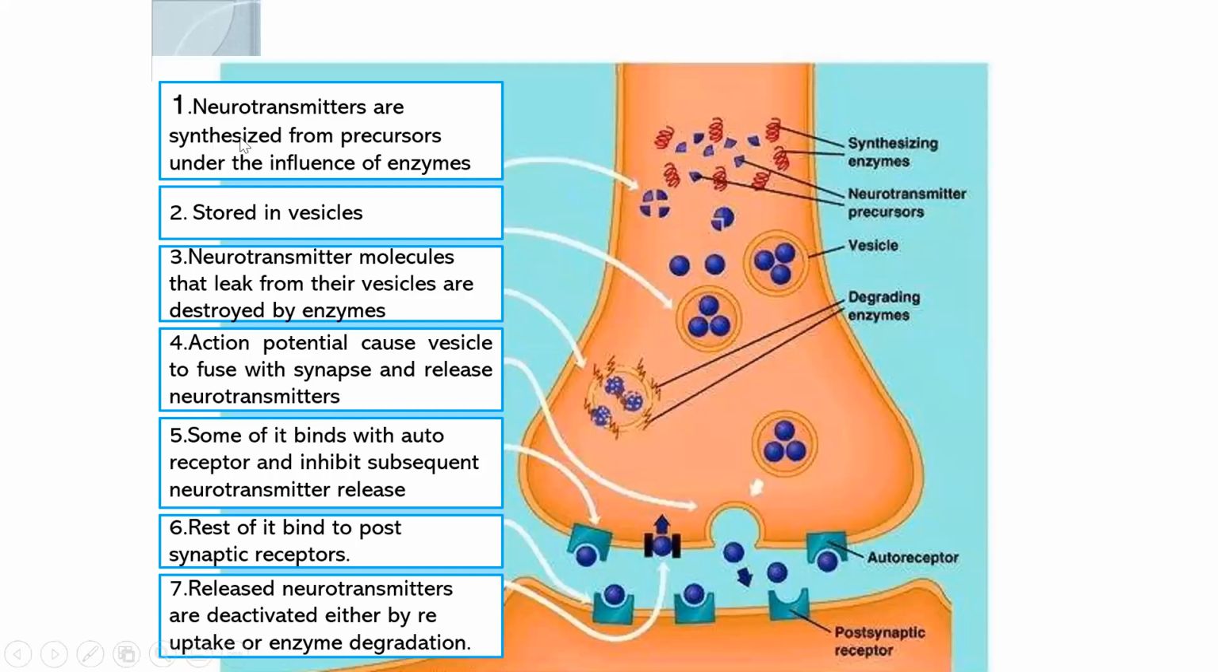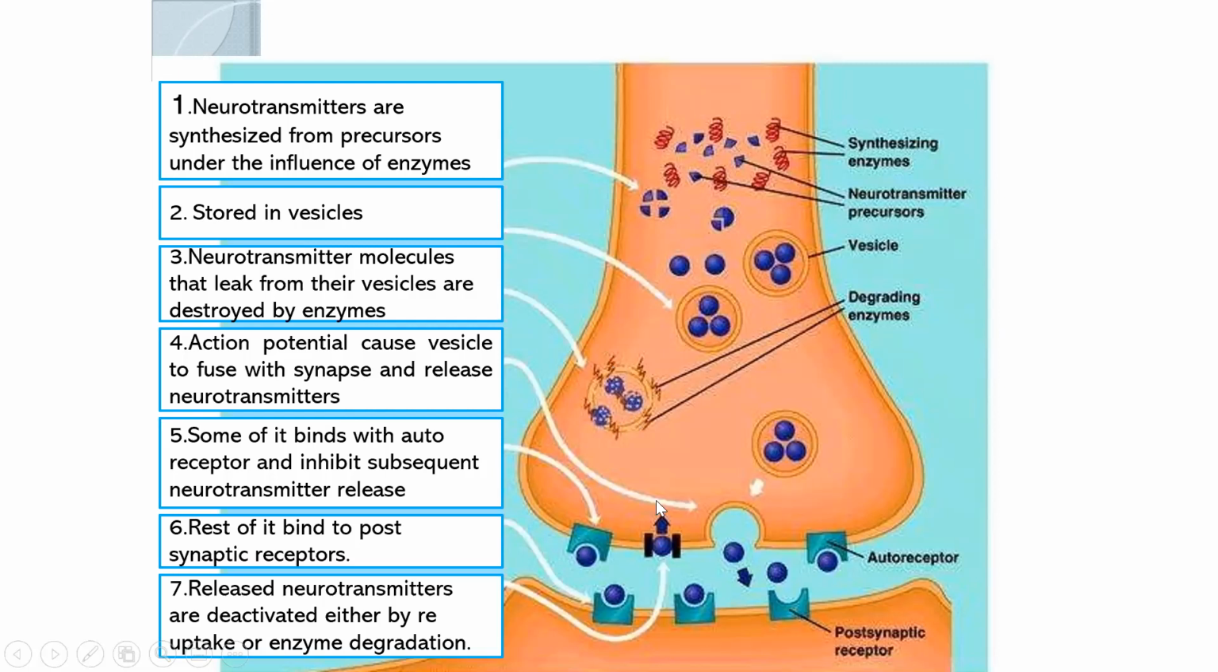So the neurotransmitters, how are they synthesized? They are synthesized from precursors. When they are synthesizing enzymes, they result in making them. They're stored like that. If they are leaked, then they're destroyed because they have no value.